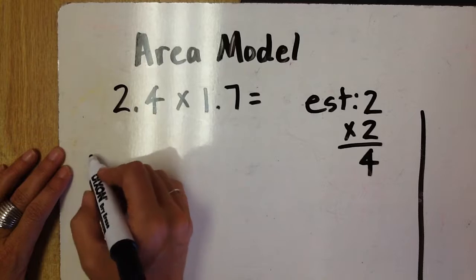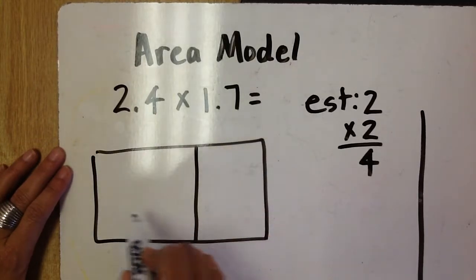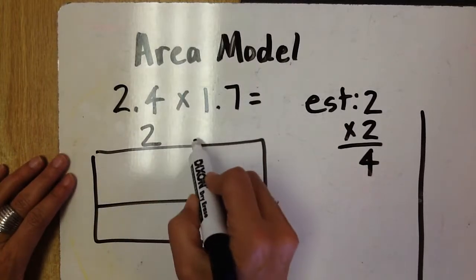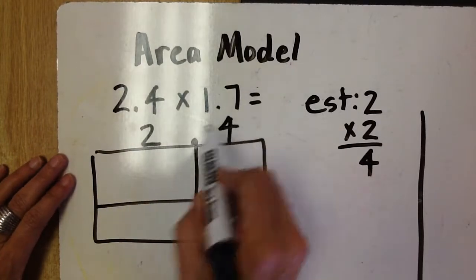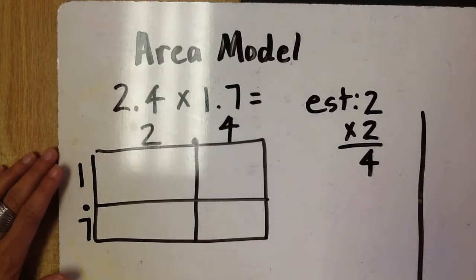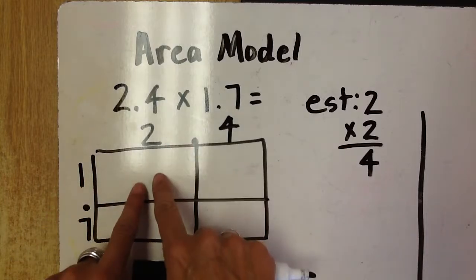So to set up an area model, I'm going to first draw a rectangle and I'm going to divide it into 4 sections, and I'm going to label it 2 4/10 there and 1 7/10 here. Then I'm going to multiply each of my place values to get my partial products.